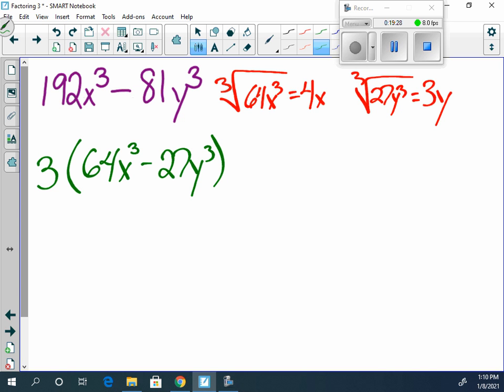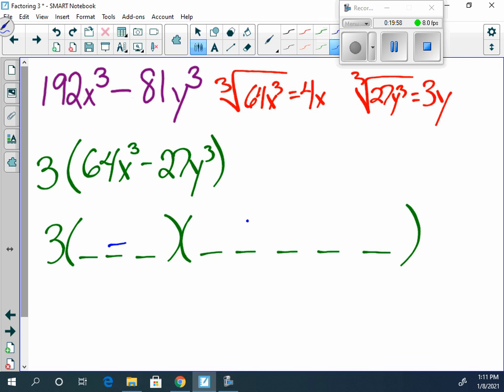Any questions on any of this here so far? Okay. 3 spaces, 1, 2, 3, 4, 5. All right. Let's fill in our signs. So our signs would be negative, plus, plus. Same, opposite, always end on a positive note.